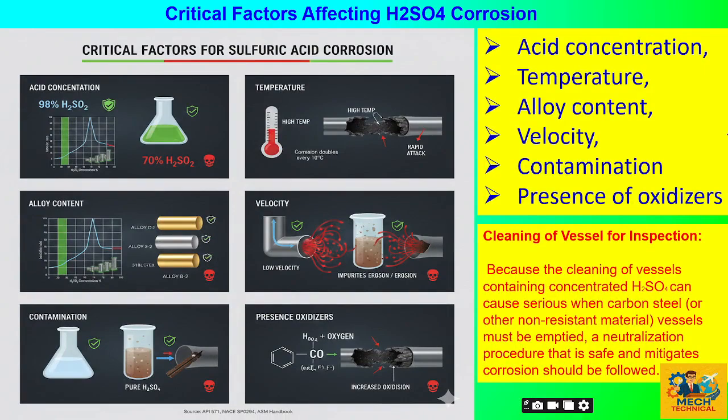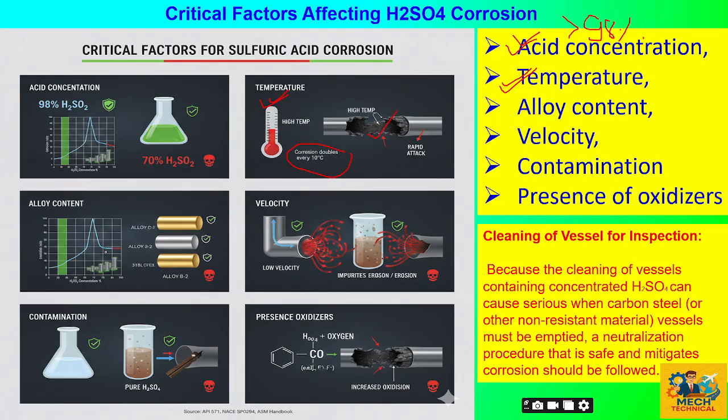Now, what are the critical factors? The first critical factor is acid concentration. We have seen the concentration should be greater than 98%. That will be a magical number. The second critical factor is temperature, and it should be low. Higher temperature leads to corrosion. Corrosion doubles with every 10 degrees Celsius increase. So higher temperature, more corrosion.